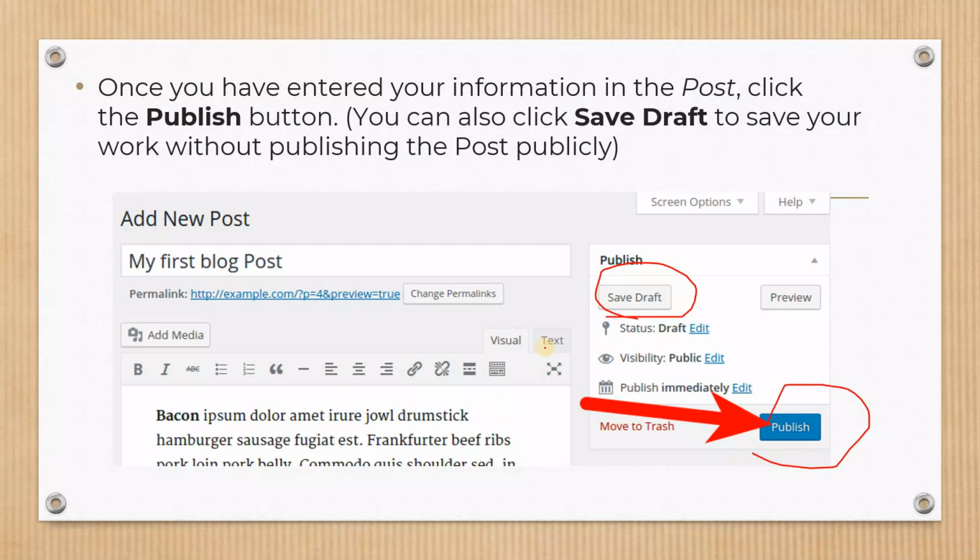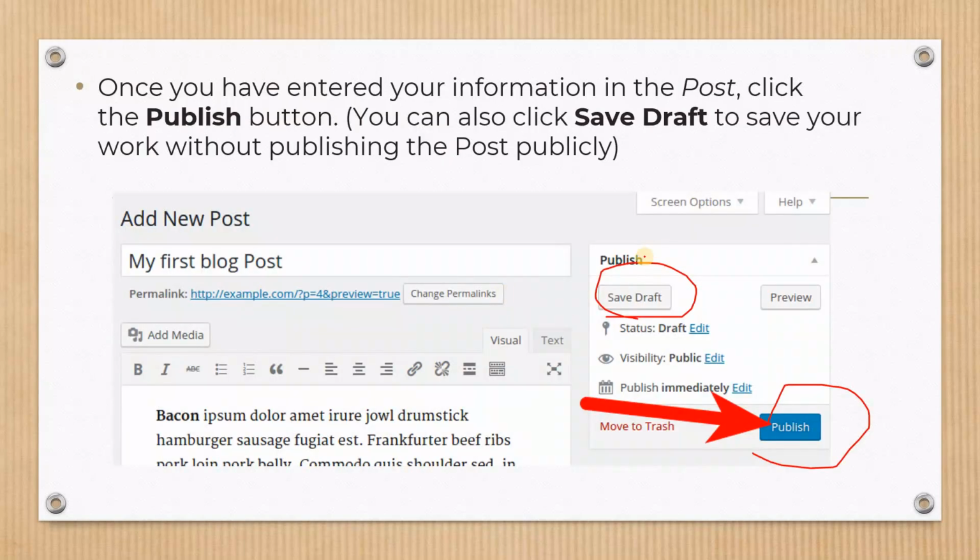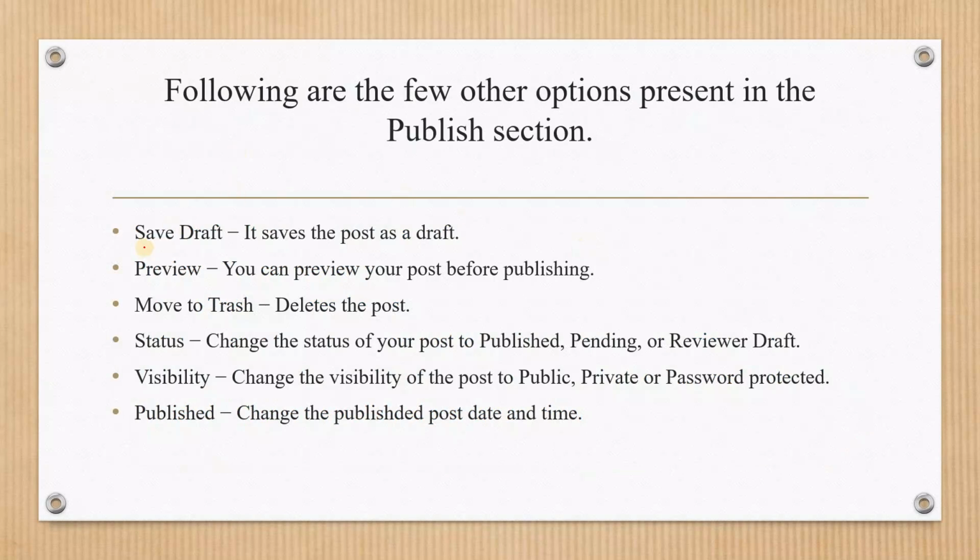Now let me explain some options related to this particular page. First of all, we have the save draft option. It will save the post as a draft. Preview, you can preview your post before publishing. Move to trash, it will delete the post. Status, it will change the status of your post to publish, pending, or review draft.